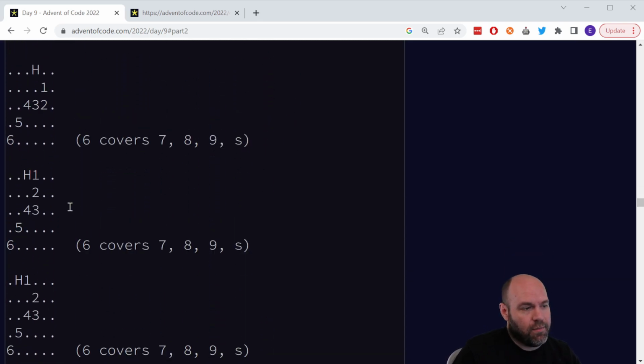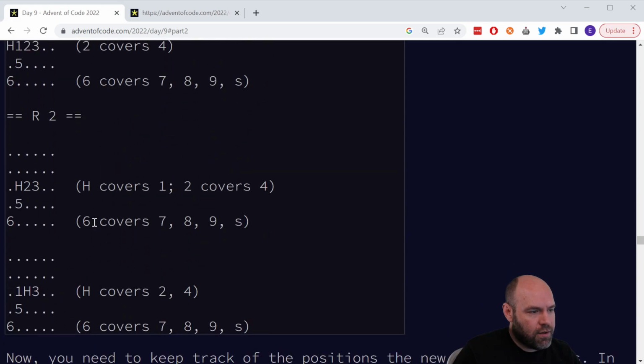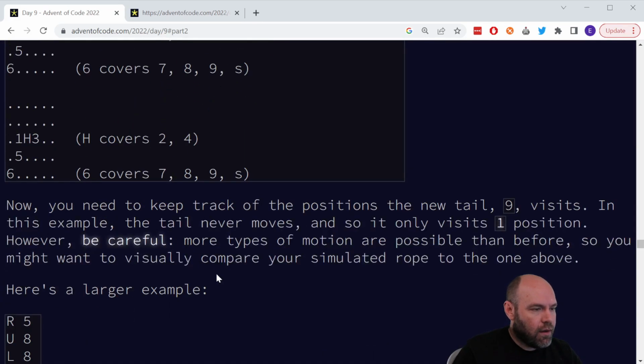So we can use the same function that we did before. It's just going to get jumbled in there. Now you need to keep track of the positions for the new tail, number 9, visits. In this example, the tail never moves, and so will only ever visit 1 position.